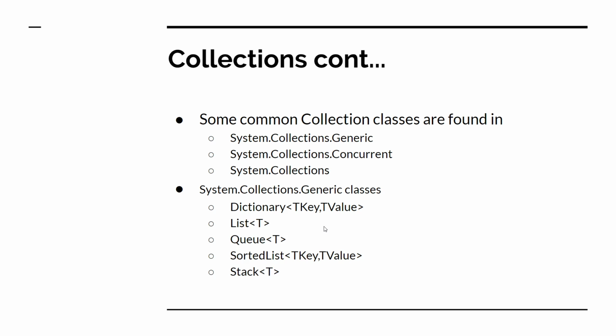Some common collection classes are found in the System.Collections.Generic namespace or the other two namespaces listed here. In this session we'll be covering System.Collections.Generic and the classes found in that namespace, mainly Dictionary, List, Queue, SortedList, and Stack. We'll be selecting two of them, List and Dictionary, so once we do two, it's easy for you to deal with the rest as well.